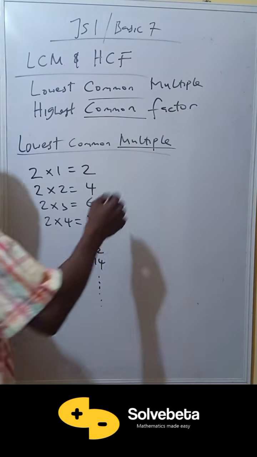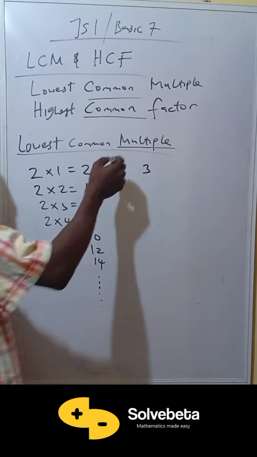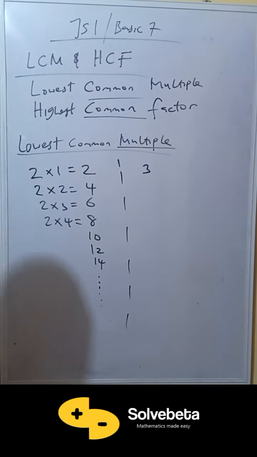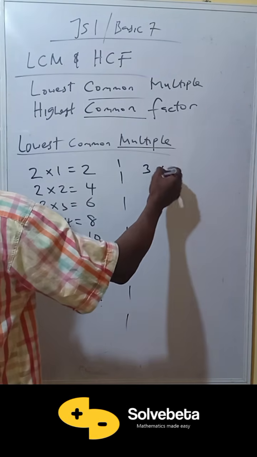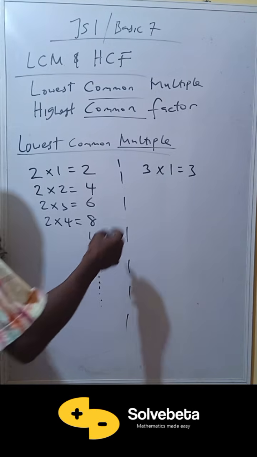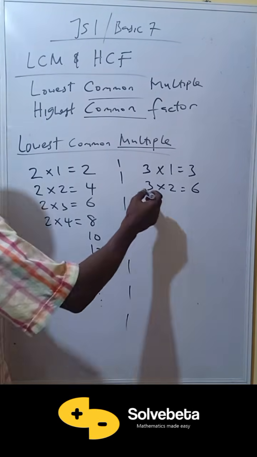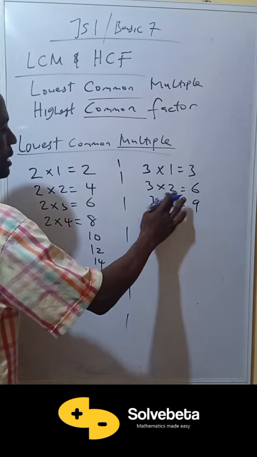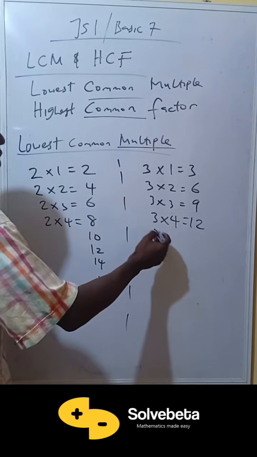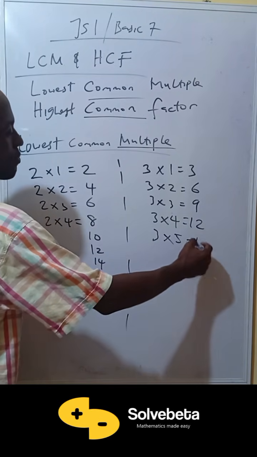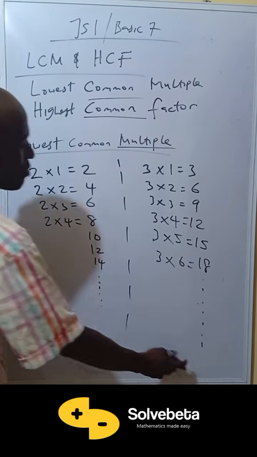Now, let me go to 3. Let me write the multiples of 3. Please forgive my handwriting. The first multiple is 3. The second multiple is 6. The third multiple is 9. The fourth multiple, 3 times 4, is 12. Just be adding 3. The fifth multiple is 15. The sixth multiple is 18, and so on and so forth, to the last number that 3 can divide.